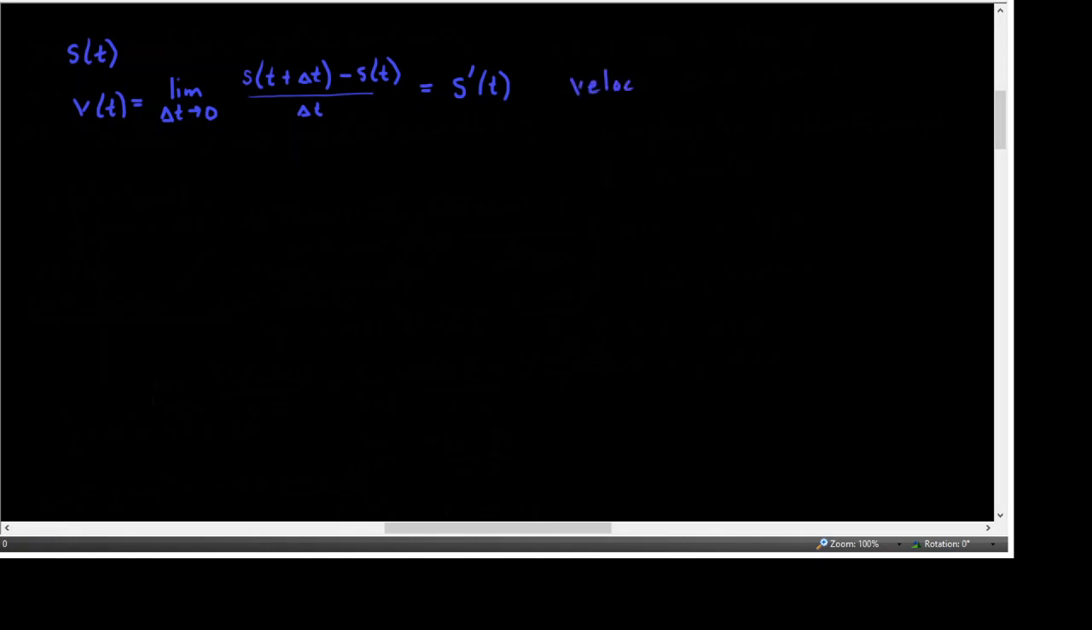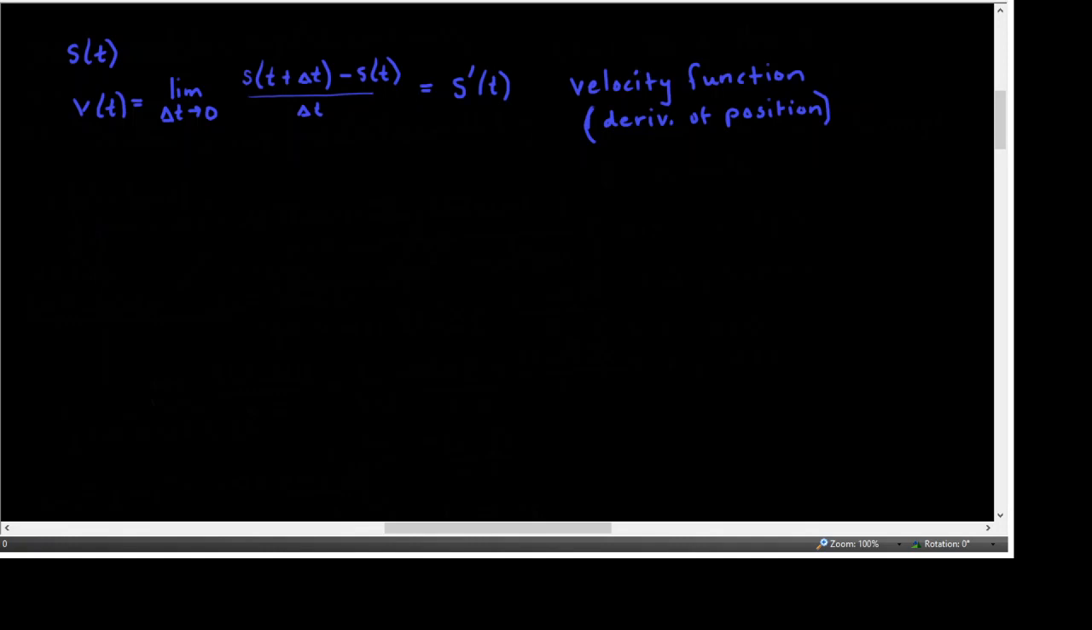One of the first things I want you to make sure that you know is that velocity is the derivative of position. The velocity function is the derivative of the position function. That's really important that you understand, because that will come up in a lot of applications. In other words, the velocity function is the derivative of the position function.